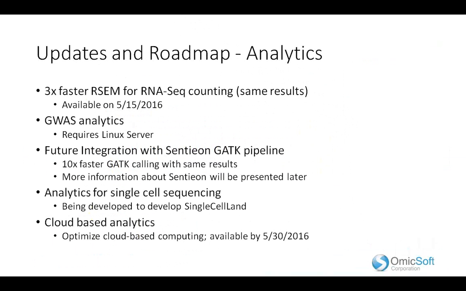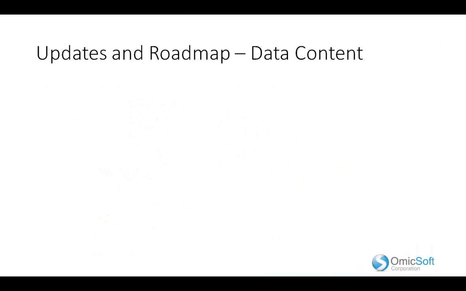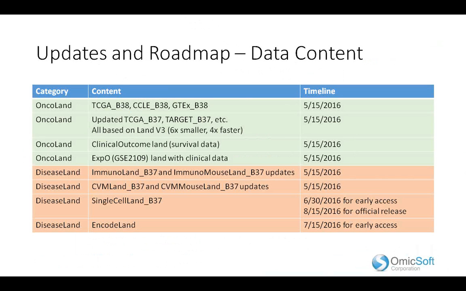On the data content side, we also have a lot of updates. B38, you guys have been asking for more than a year. We spent a huge amount of resource on B38. You don't have to have it, but if you're looking for both B37 and B38, we provide it, for example, even for a huge dataset like TCGA. I remember we have improved the land storage by 6 times, so even if you have B37 and B38, you still need just 1/3 of the previous space.